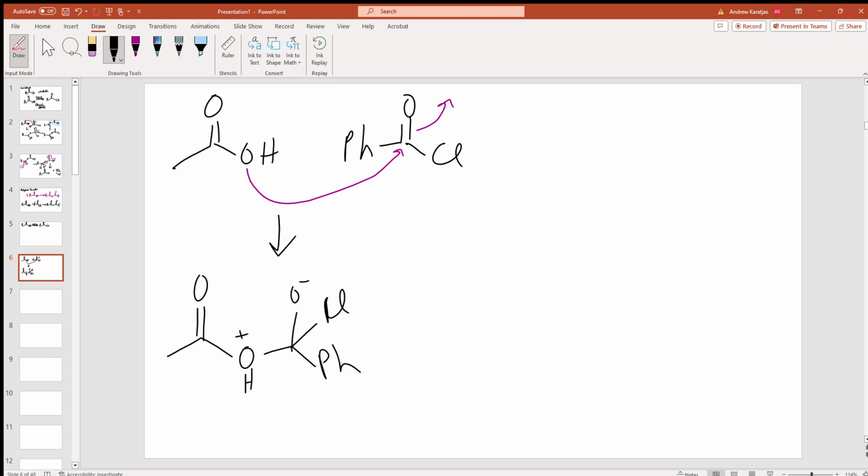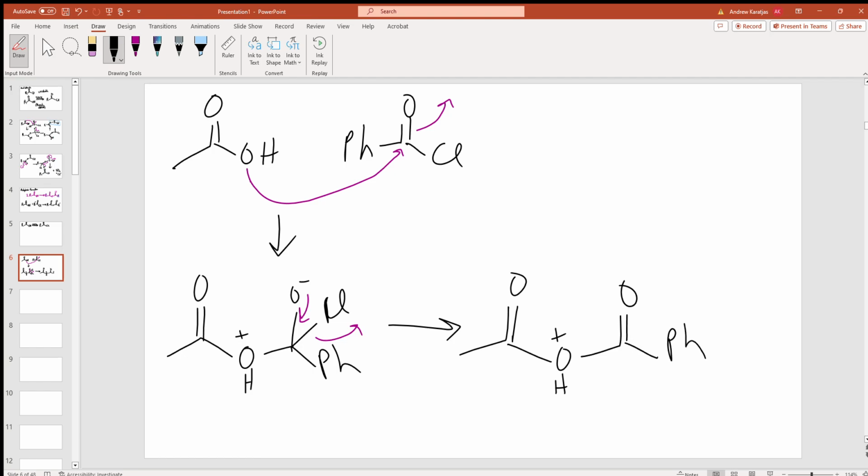That forms our tetrahedral intermediate. Tetrahedral intermediate breaks down by loss of the leaving group and reformation of the carbonyl. And then we just need to lose this proton. Anything that can function as a base will pretty easily remove that proton. And we're left with our anhydride as the product.